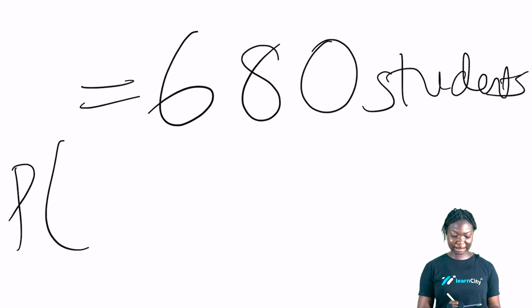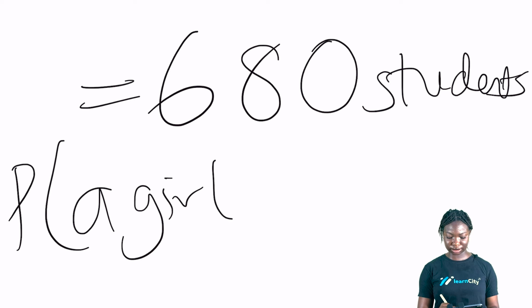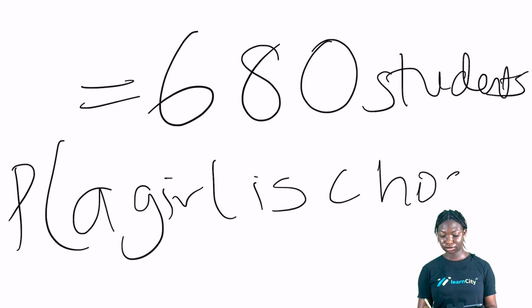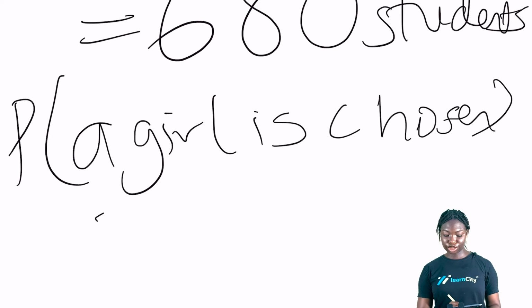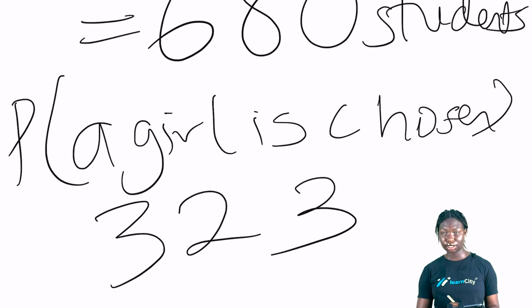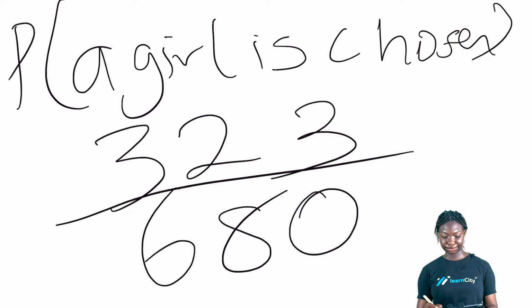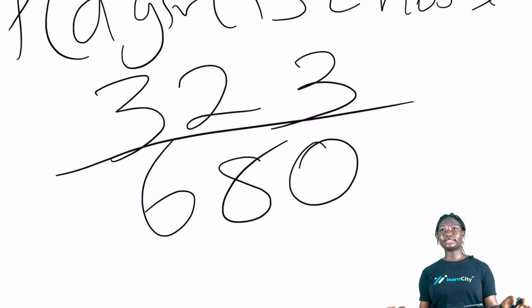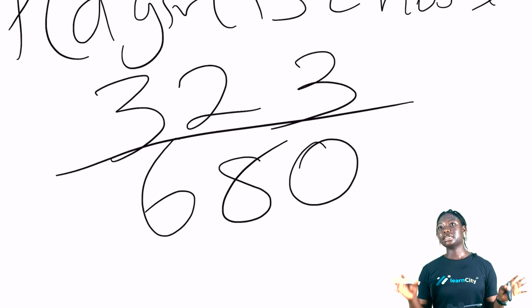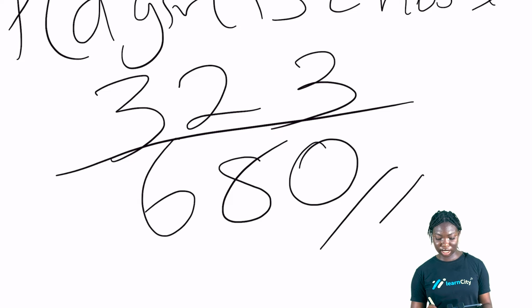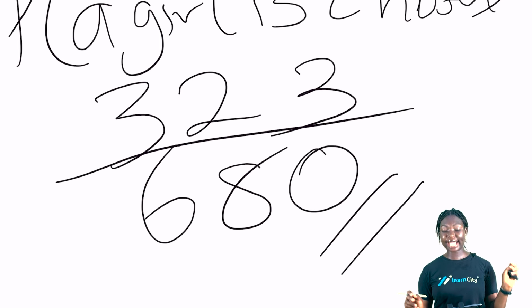So the probability that a girl is chosen will now be 323 divided by 680. So this is the number that we have. So this is the probability where a girl is being chosen.